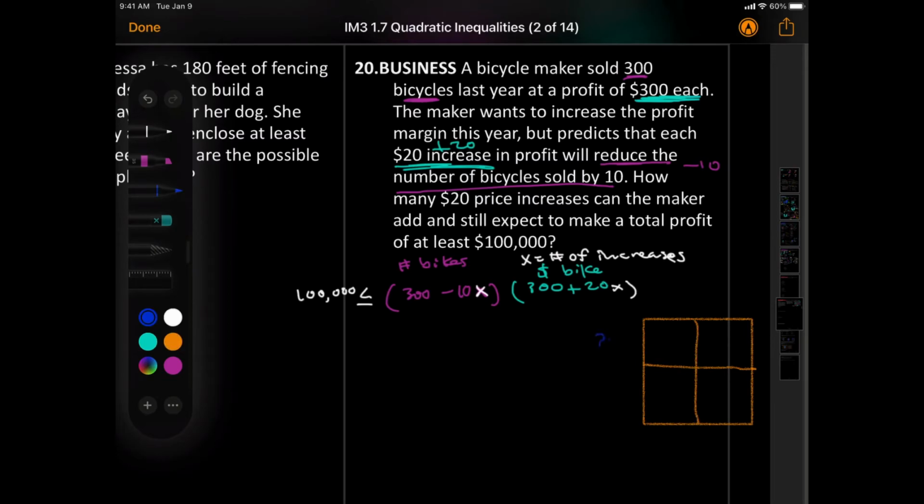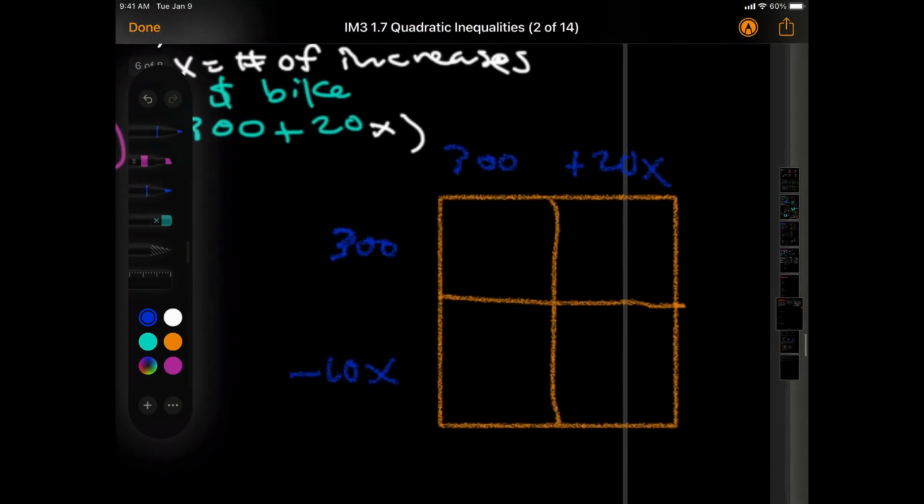So I have 300 minus 10x and 300 plus 20x. Let's go ahead and just multiply in here. So this will become 90,000. You'll notice the number of zeros: 1, 2, 3, 4. 1, 2, 3, 4.